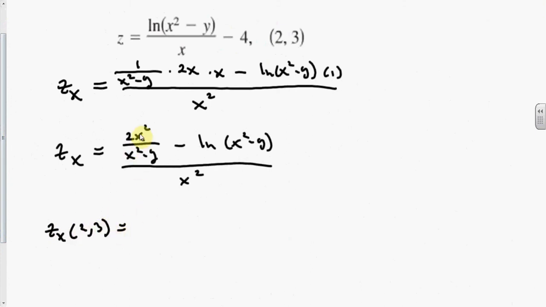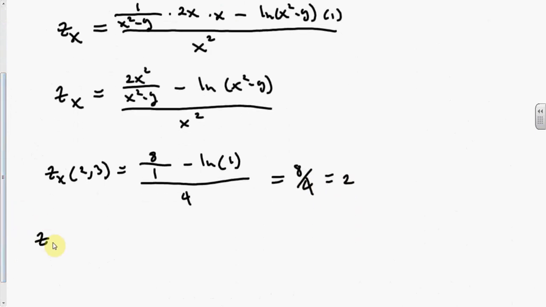So we get 4 times 2, that's the 8, divided by 4 minus 3, that's 1, minus the natural log of 4 minus 3, that's 1, and that's all over 2 squared, so that's 4. What's the natural log of 1? 0. So this is just 8 divided by 4, or just 2.